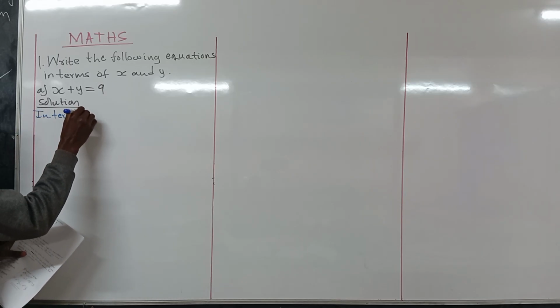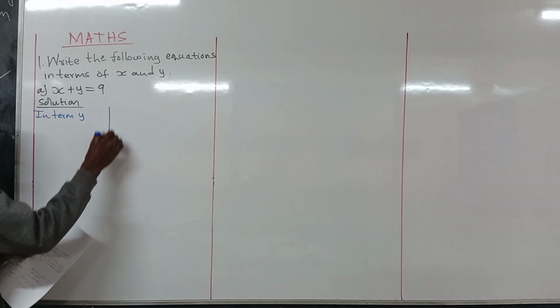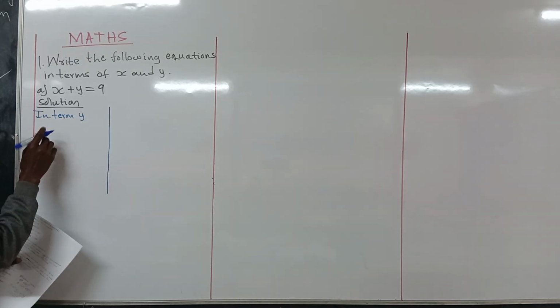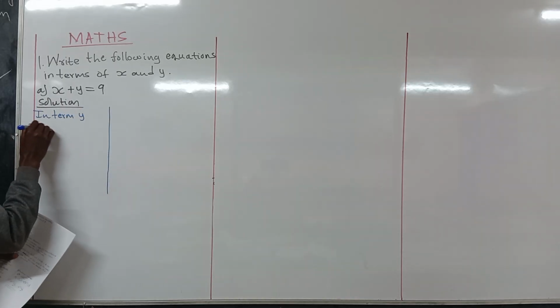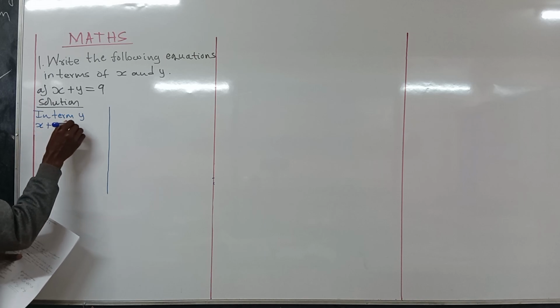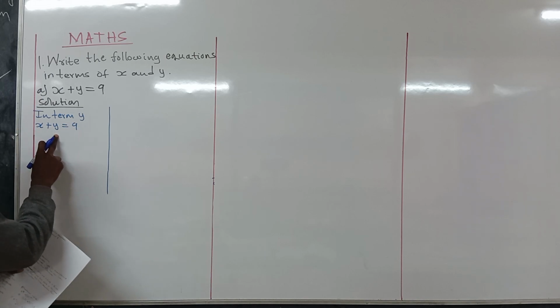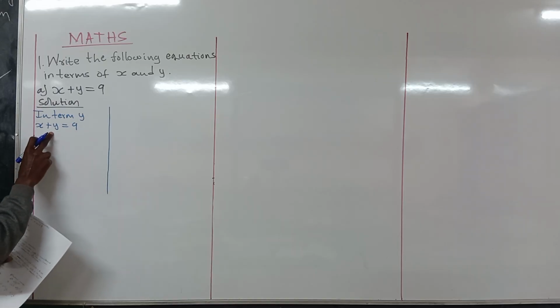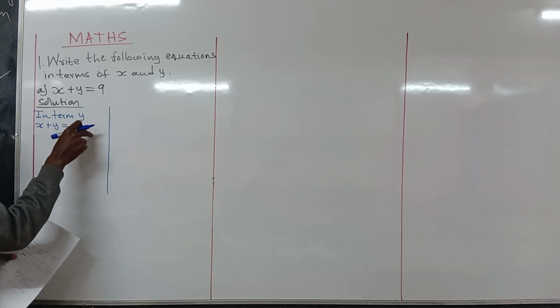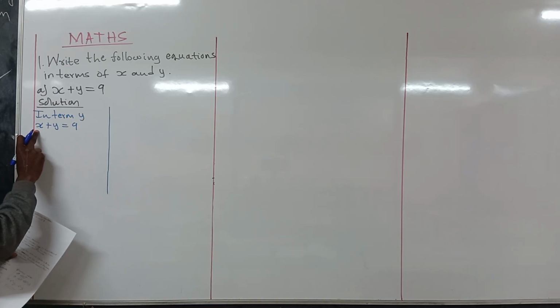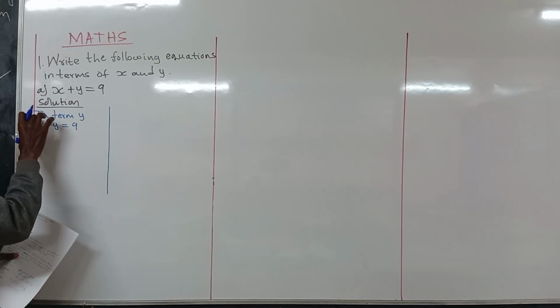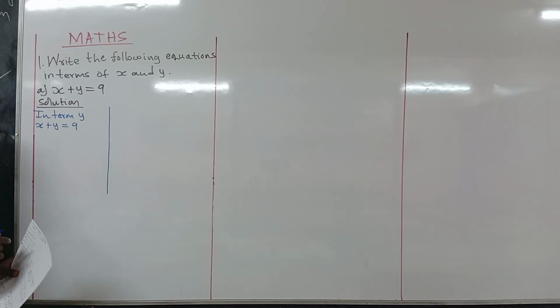In terms of y, it's going to be x plus y is equal to 9. So we want to remain with y on one side. So if we have to remain with y, then x has to be taken to the other side. And the moment you change the side, the number that is moved, its sign is going to change.